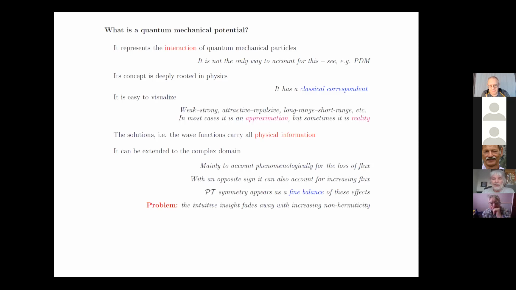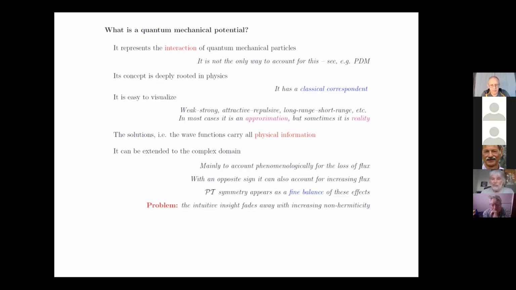Everything is fine as long as we are in the real domain of potentials. But if we go to the complex domain, we tend to lose the ground from beneath our feet. Anyway, potentials can be extended to the complex domain, and it has been done extensively in nuclear physics, for example. Complex potentials have been known for a long time. They are responsible for losing the flux. With the opposite sign, one can also account for the increasing flux.